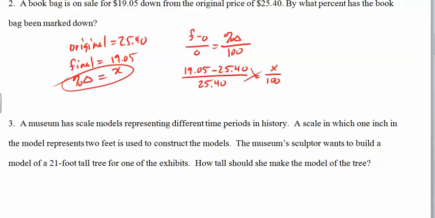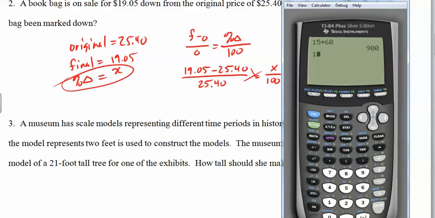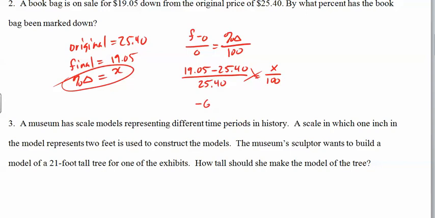So we should be able to cross multiply and solve. I'm going to go ahead and do that. 19.05 minus the 25.40. So I get negative 6.35, which will then be cross multiplied by that 100. So that will be negative 635 equals 2540 times X. Now, you may notice that this number is negative.